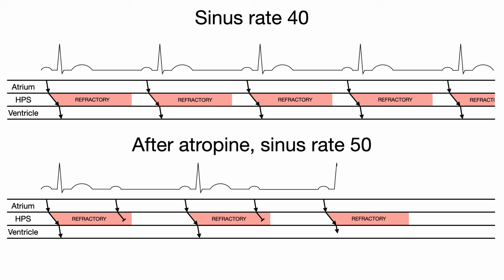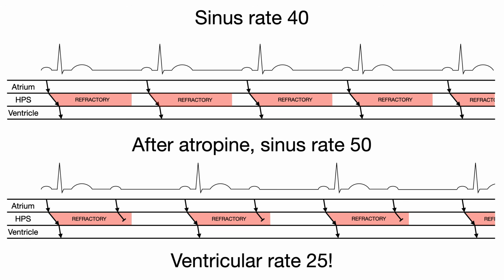And so in this circumstance, even though the atropine was able to increase the sinus heart rate from 40 to 50, you actually paradoxically worsened the ventricular rate. And the ventricular rate is now half of that. It's actually 25.